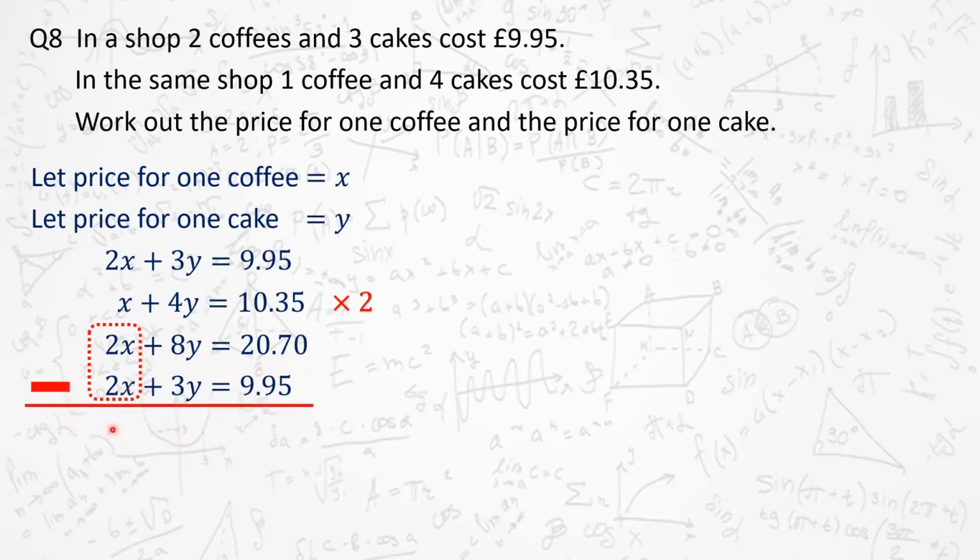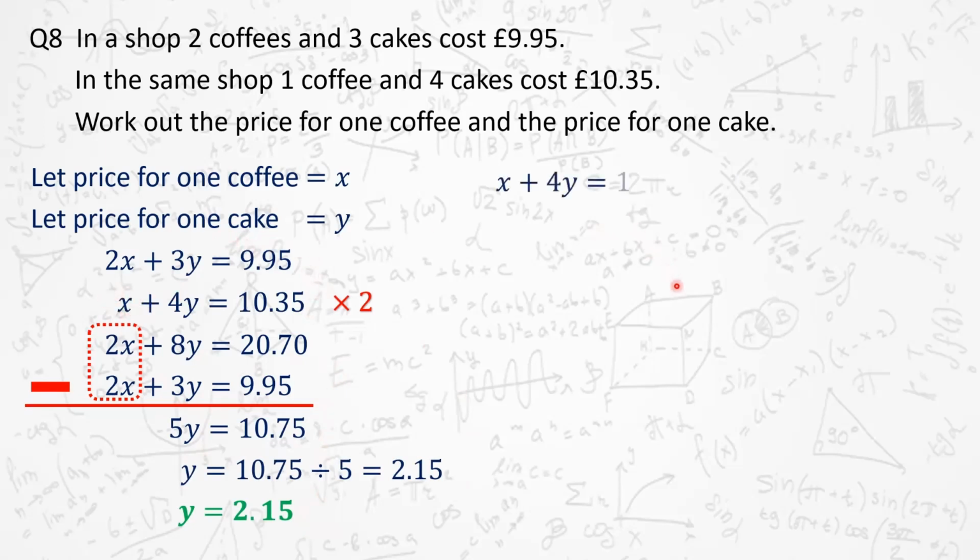2x minus 2x give me nothing. 8y minus 3y give me 5y. 20.70 minus 9.95 will be 10.75. So my y equals 10.75 over 5, which is 2.15. So my value of y is 2.15. Then substitute the value of y back into one of the equations we set up originally. I'm gonna pick the second one.